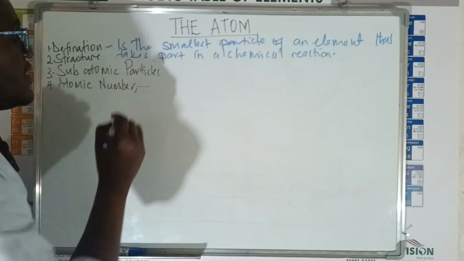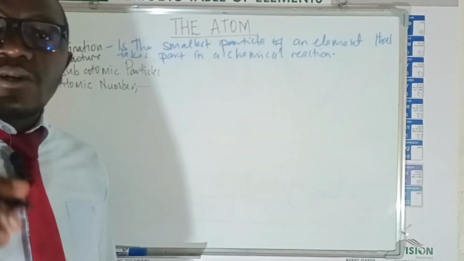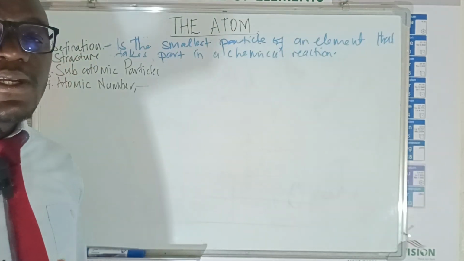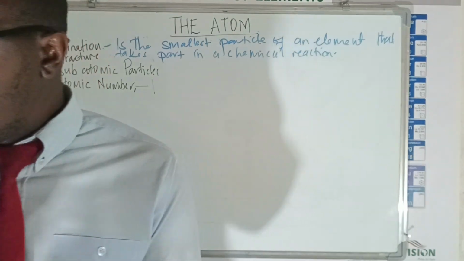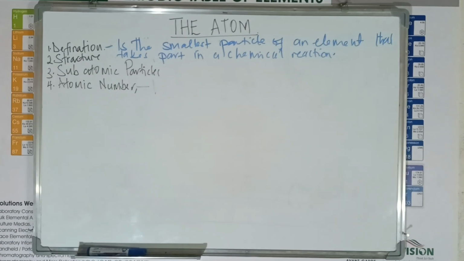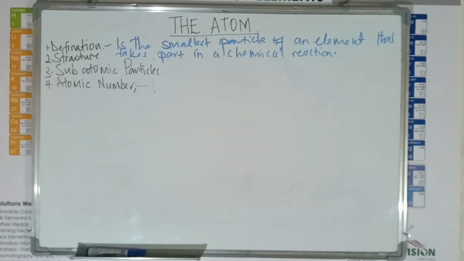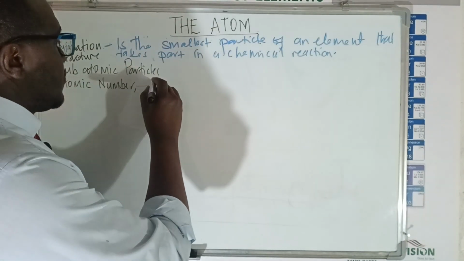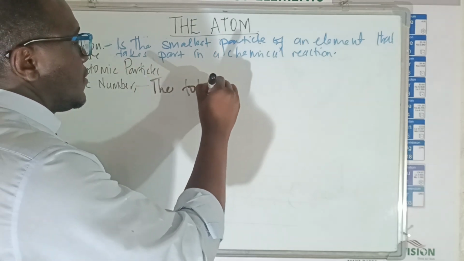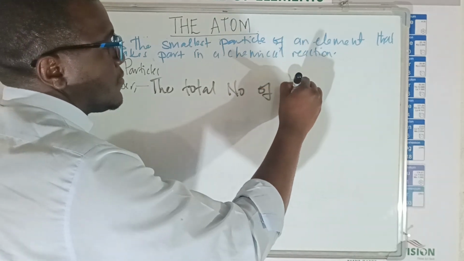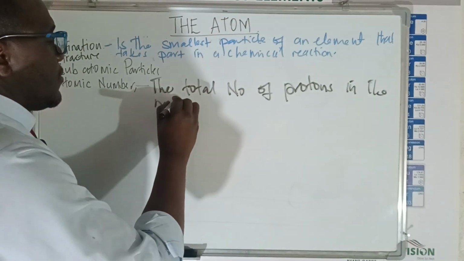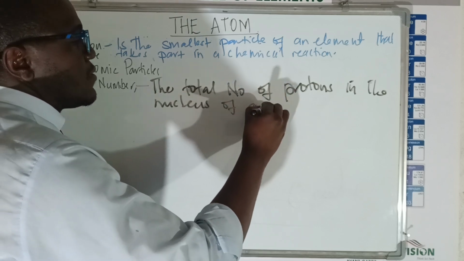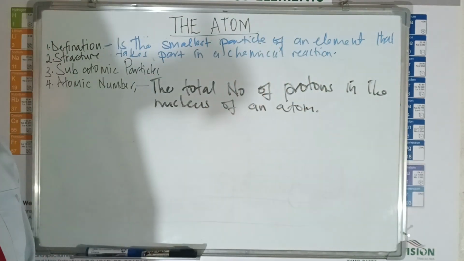So atomic number is defined as the total number of protons in the nucleus of an atom. So this is the definition of atomic number.